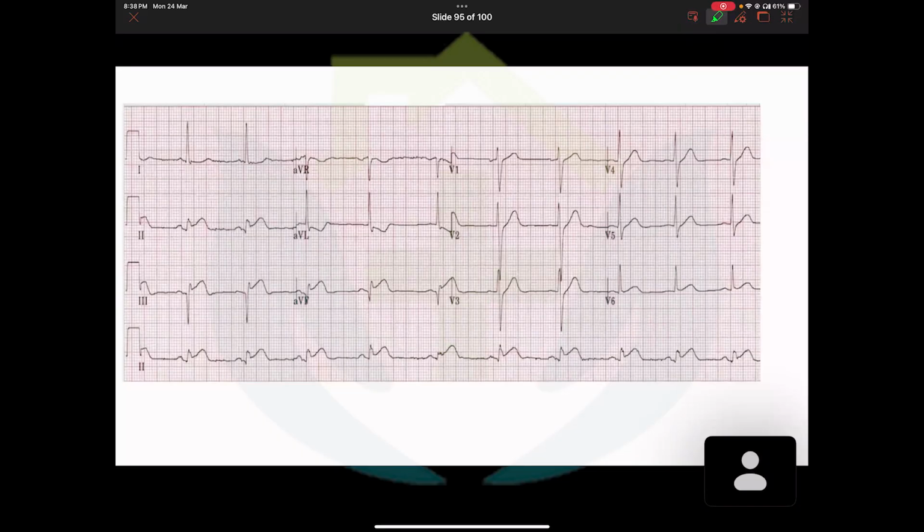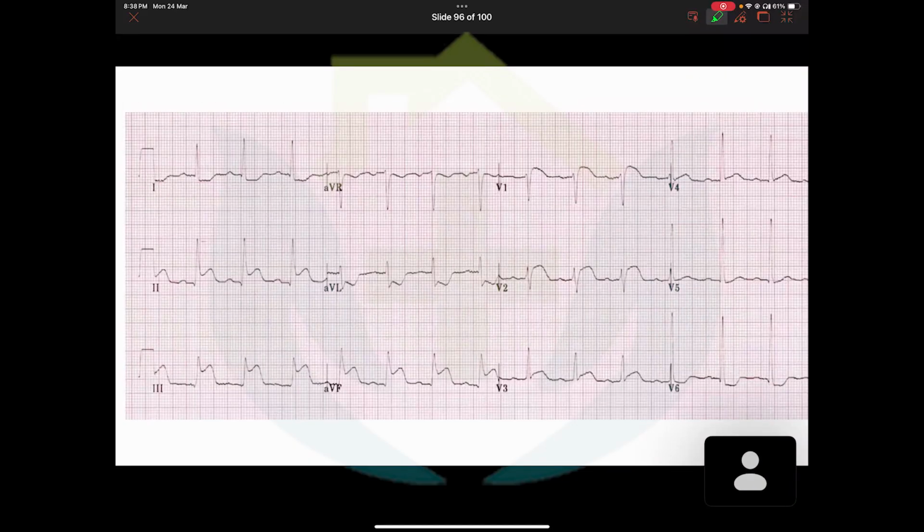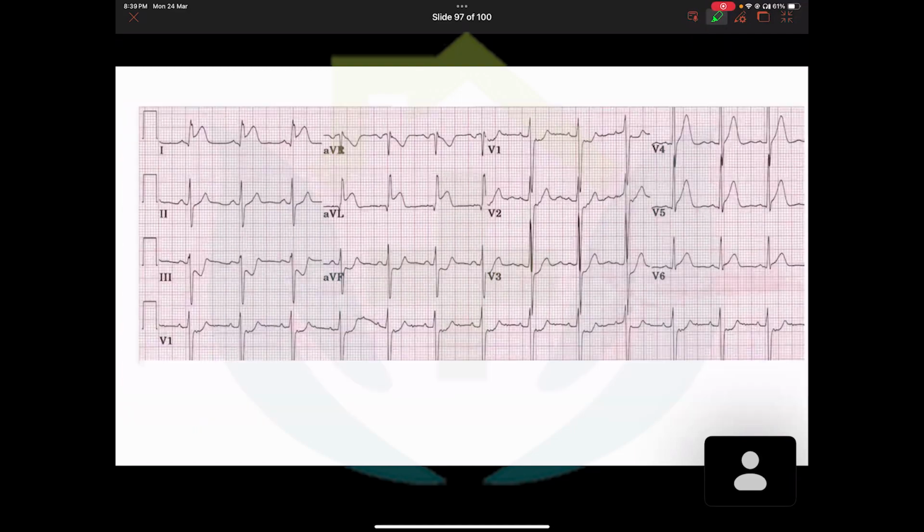Yeah, you see the lateral wall is clearly involved. There are changes in V1, V2, V3, and also V4. Yeah, there are no lateral wall changes, only V1 and mostly V2, and some V1 is there. So mostly II, III, aVF inferior wall, with reciprocal changes.